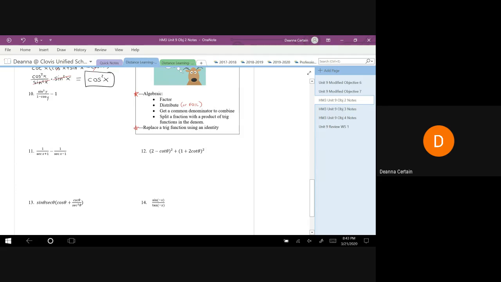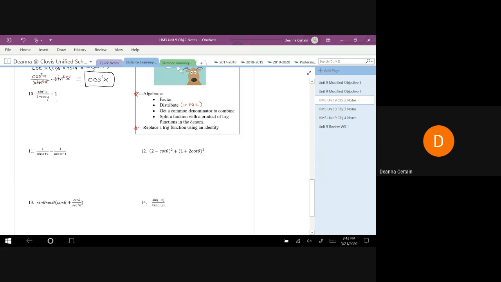Okay, in number 10, again, a couple of different options. When I was working through this with people in class, some people saw rewriting the sine squared y as 1 minus cosine squared y. Some people saw it as finding a common denominator, so turning the 1 here into 1 minus cosine y over 1 minus cosine y in order to find a common denominator.